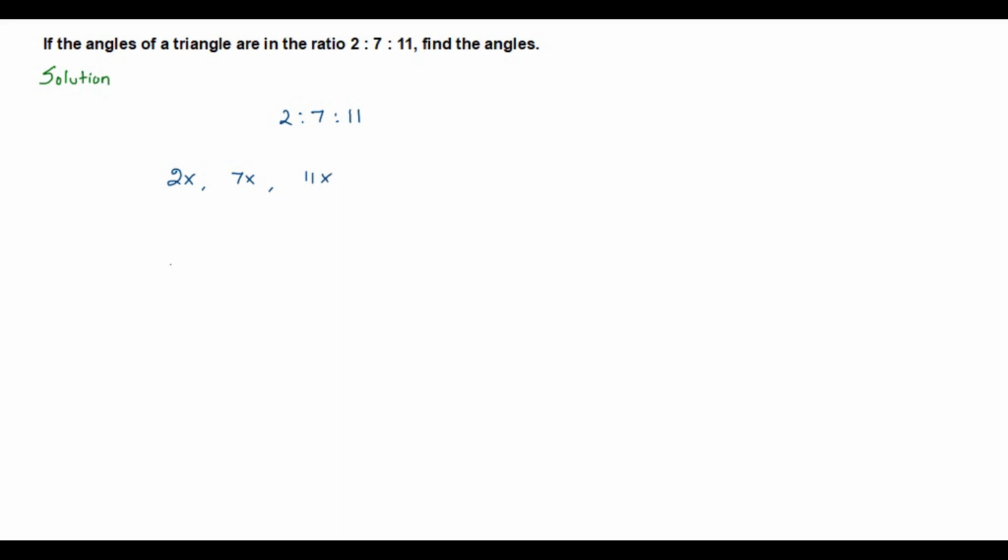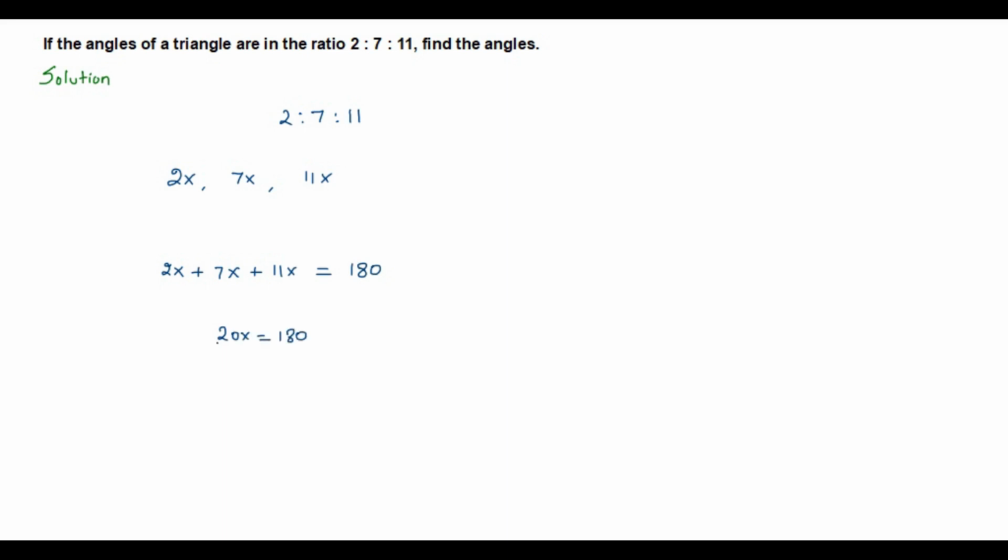We know the important fact about a triangle, that the three angles of a triangle add up to 180 degrees. So when you add 2x, 7x and 11x, that will be equal to 180. Now solve this equation for x. So 2x plus 7x is 9x, 9x plus 11x is 20x, equal to 180.